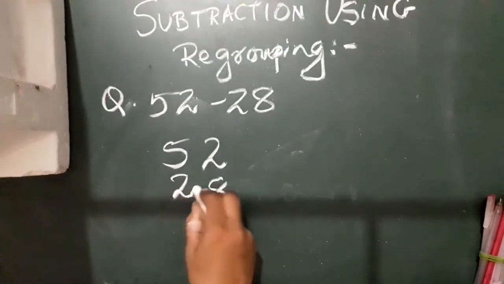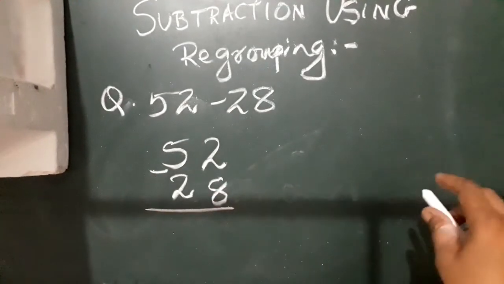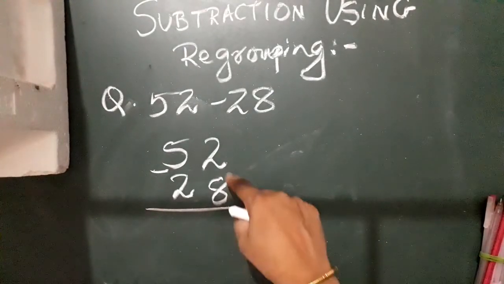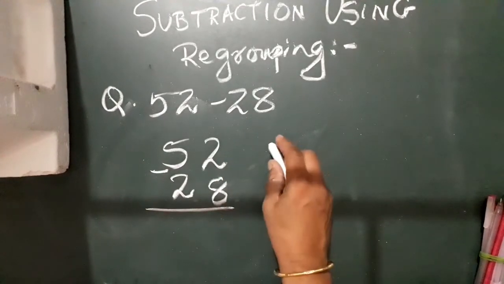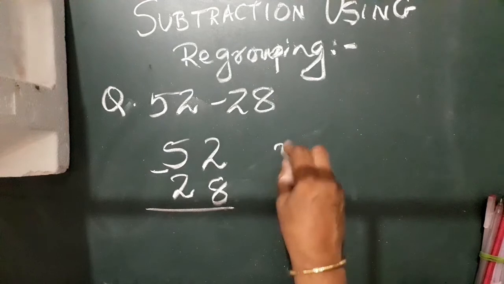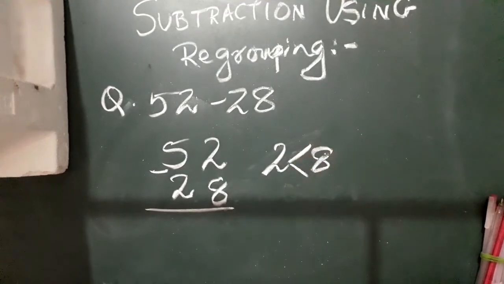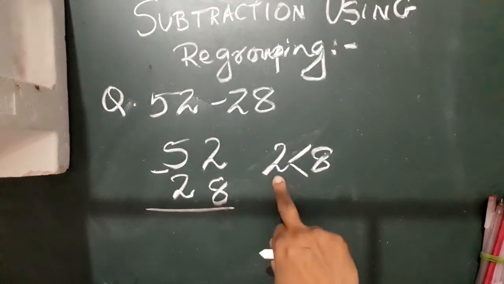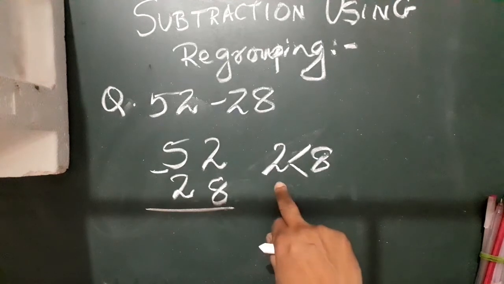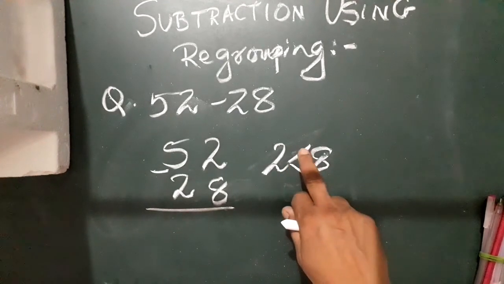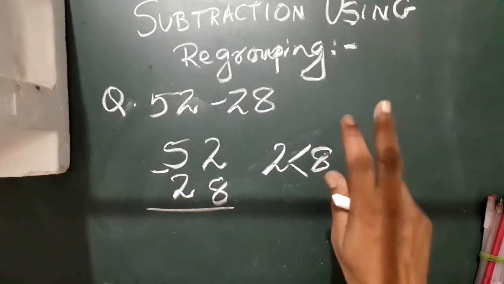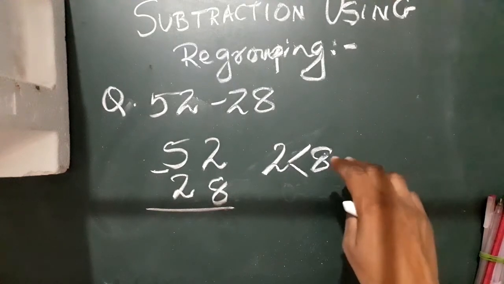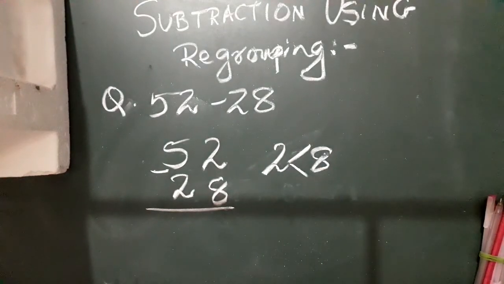So write it appropriately like this, and now you have to compare the digits in the 1's place. Here it is 2 and this is 8. So 2 is smaller than 8. And you know that the greater number cannot be subtracted from the smaller one. So regrouping is necessary. Now to regroup, we have to regroup the tens and ones place. We will see how with an activity.